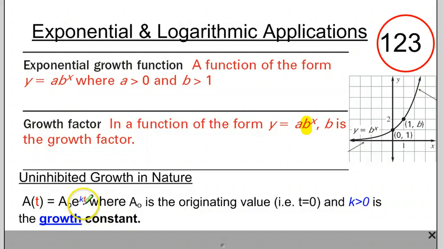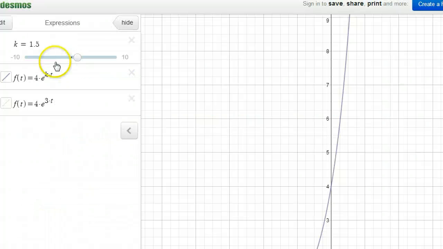And then we have another variable, k, and it's a constant, but if k is greater than 0, then that's what makes this a growth constant. And let's take a look at an example of a graph. So I've let k in this problem be a number between -10 and 10, and k can be a negative or a positive number. But let's look at what happens when k is a positive number.